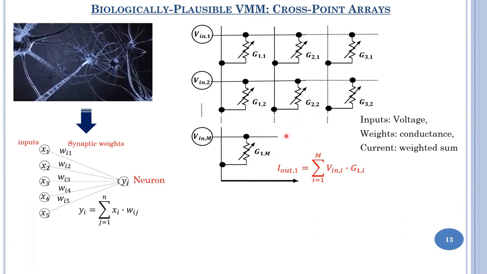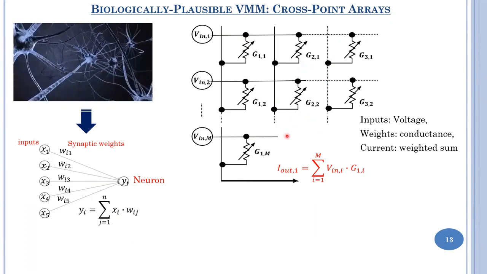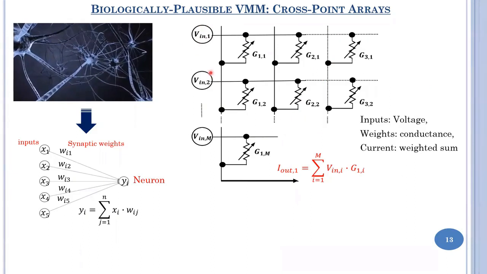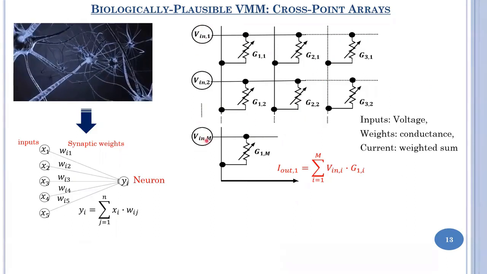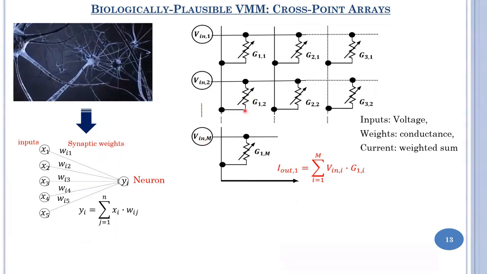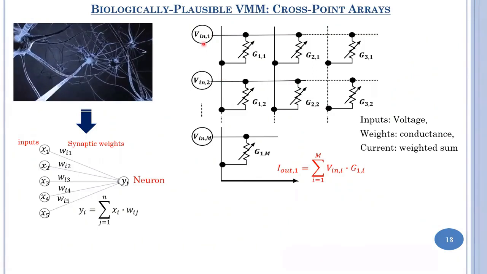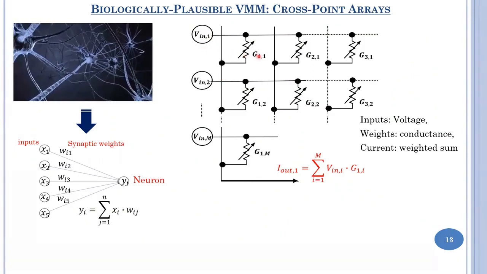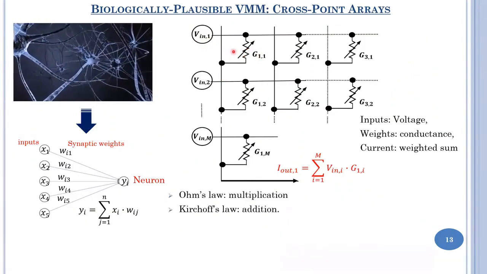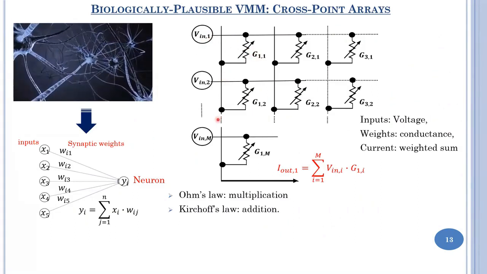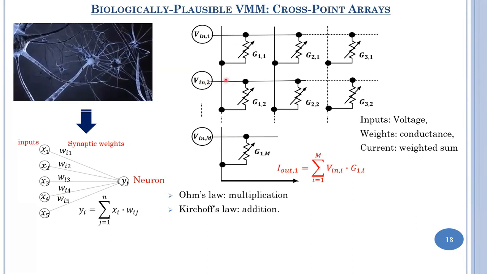Now how can we do vector matrix multiplication with this? If you encode your inputs in terms of these voltages at these rows, and if you encode your weights in terms of these conductance values, then the current which flows through this is V times G, right? V by R or V times G. So here Ohm's law takes care of the multiplication. And similarly, the current flowing through this would be what? It would be V in by G12.